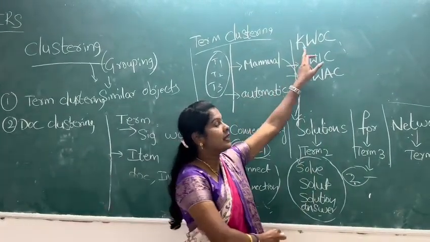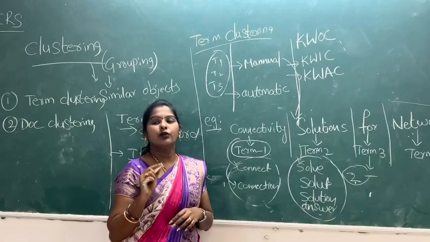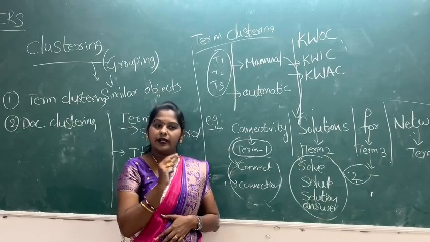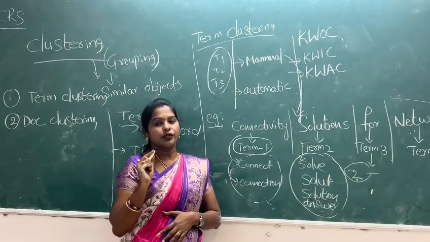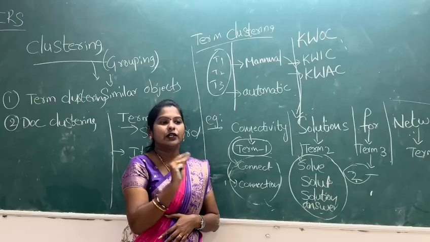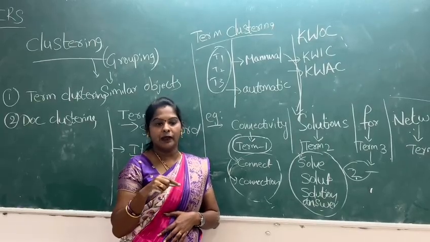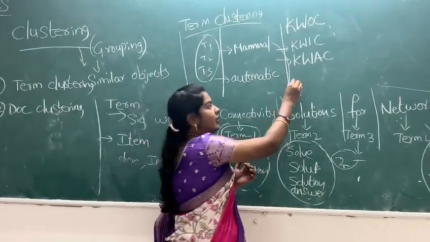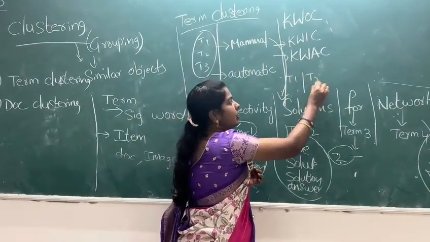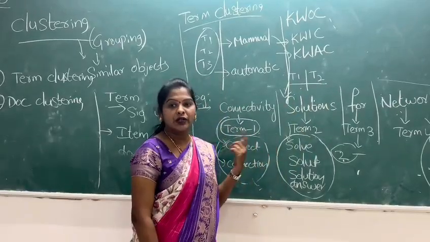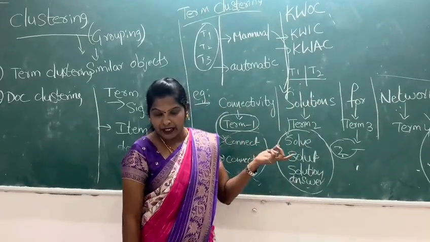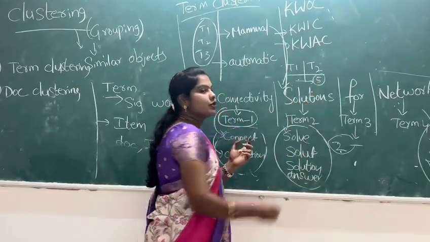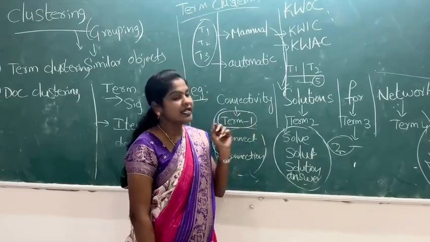So the first one is KWOC. Keyword out of context means we are considering two terms, term 1 and term 2. How many times are the two particular terms repeating? How frequently are they repeating? For example, consider these two terms are repeating 5 times. So the frequency of those terms is 5.